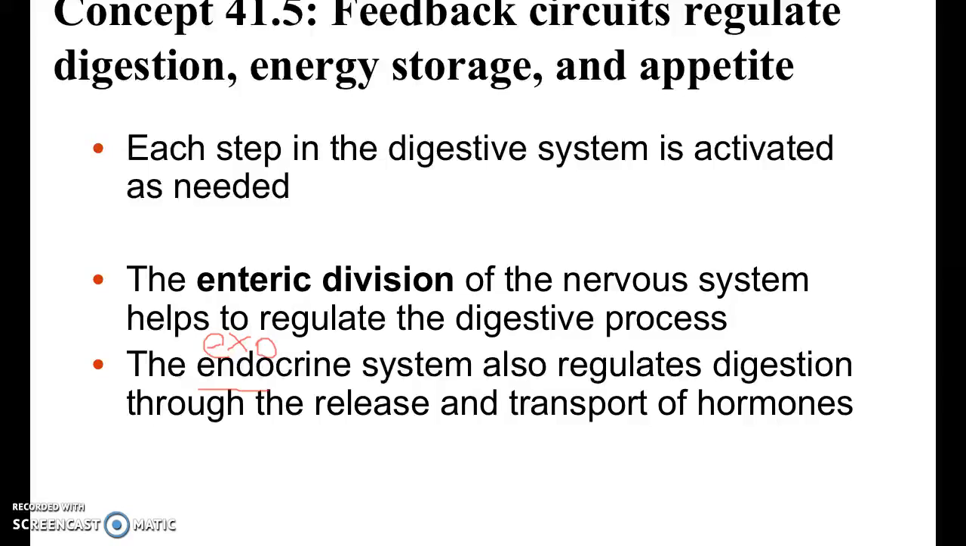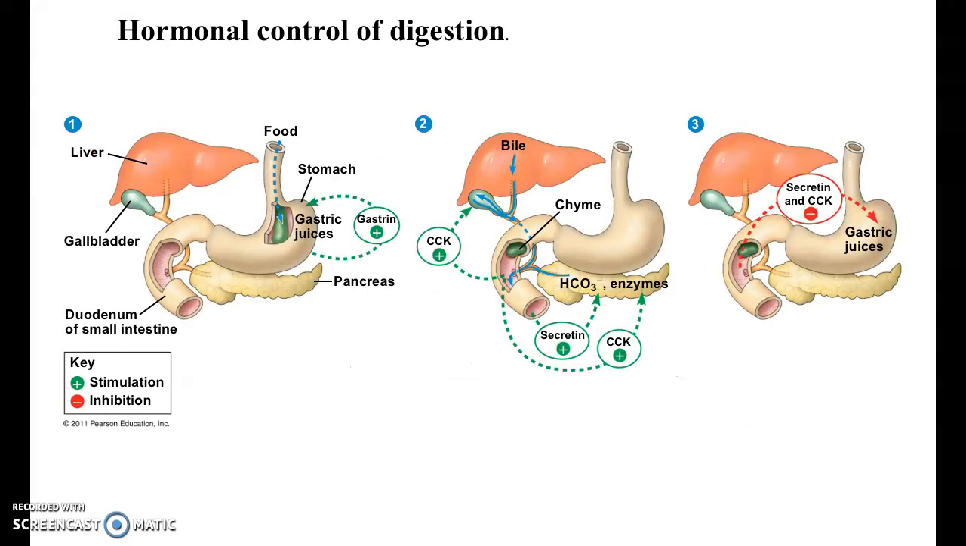Hormones have two different types of functions. One is stimulatory and the other one is inhibitory. As the word suggests, stimulates means it allows something to happen. Inhibits means it stops something from happening. Okay, so let's look at the different hormones that we're going to look at.